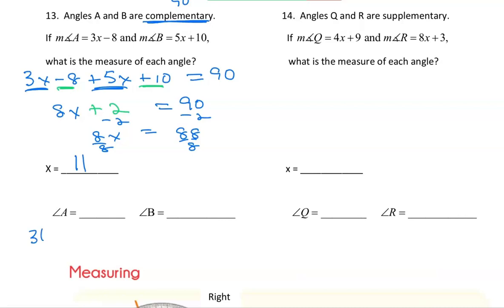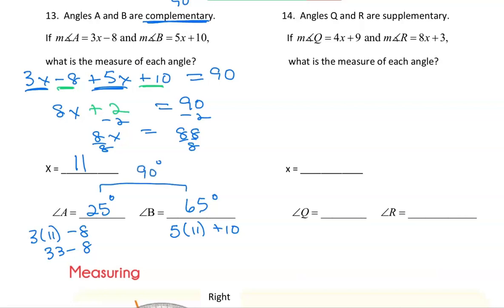Now you have to find the angles. So this is 3 times 11 minus 8. That's 33 minus 8, which is 25 degrees. Angle B is going to be 5 times 11 plus 10. That's 55 plus 10, which is 65. And do these sum to 90? Yes, they do. So I know I have those correct. Okay, let's do the next one.